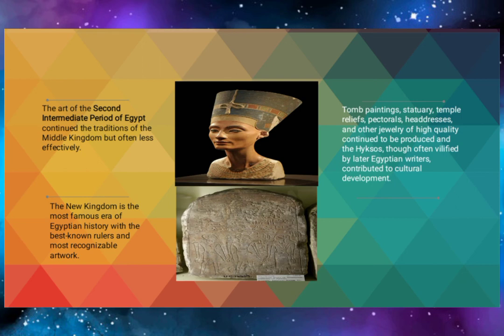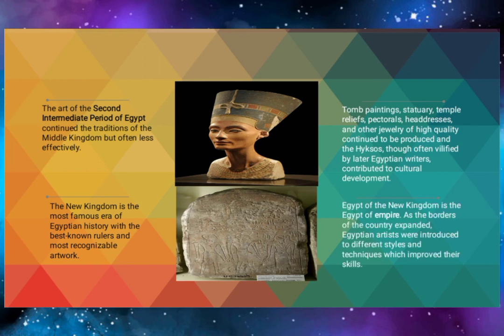So next, the Egypt of the New Kingdom is the Egypt of empire. As the borders of the country expanded, Egyptian artists were introduced to different styles and techniques which improved their skill. So the metalwork of the Hittites, which the Egyptians made use of in weaponry, also influenced art. So the wealth of the country was reflected in the enormity of individual artworks as well as their quality.